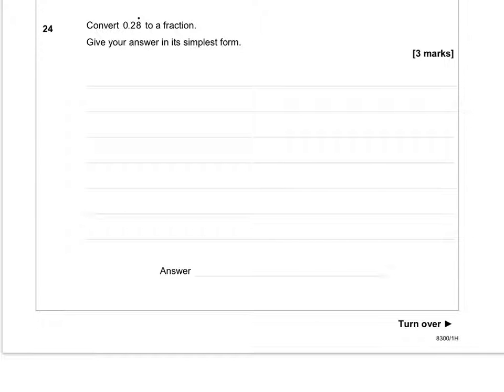Right, so for 24 we've got a recurring decimal. I can see two decimal values. So what I'm going to do first is let x equal this decimal. I'm going to write it out the long way, so 0.28888, and those 8s go on forever.